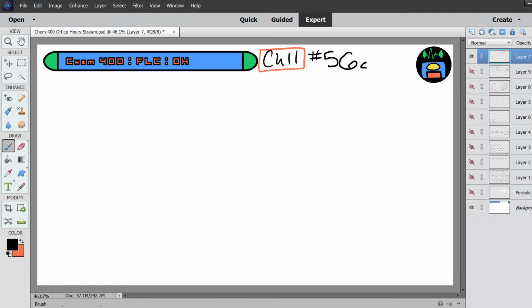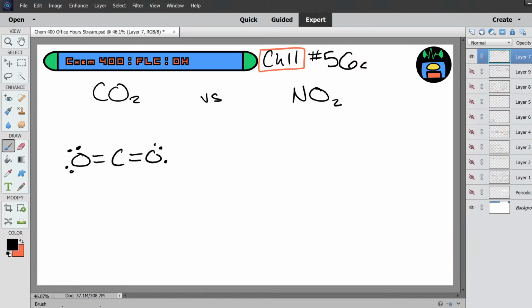Okay, CO2 versus NO2. Okay, so sorry about that. Oh, no, dude, you don't have to apologize. It was my bad. It's my bad. I always find it funny when people apologize for mistakes that aren't theirs.